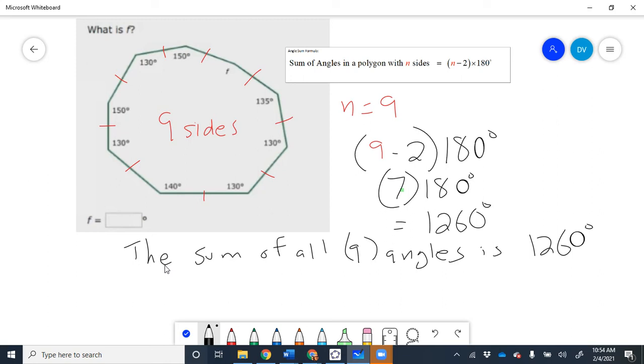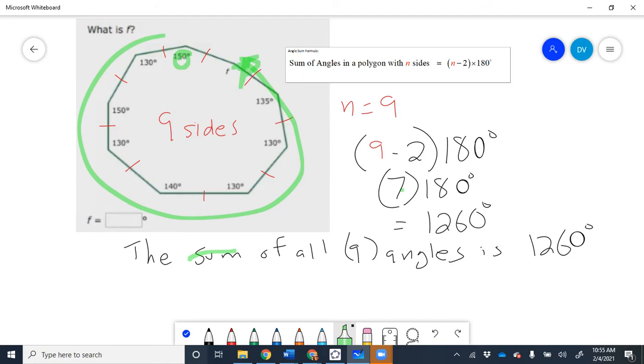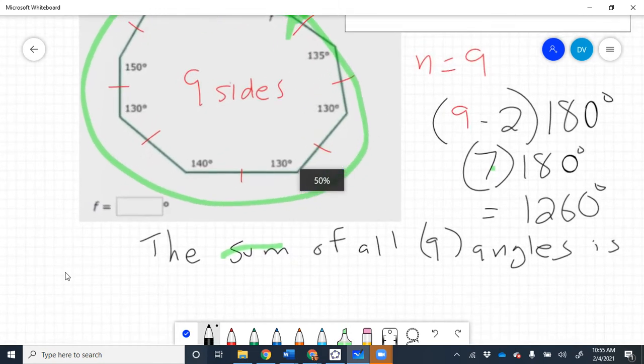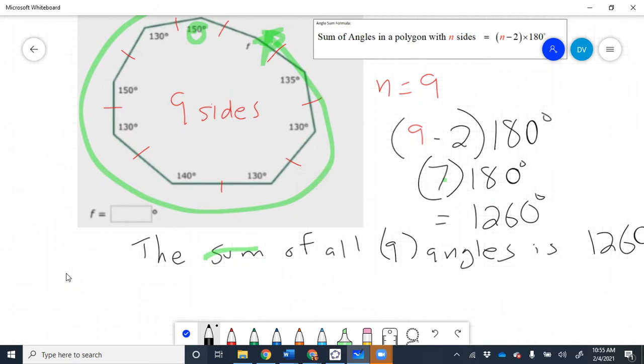Now I'm going to write what I said with an equation. Sum just means we add. This word here, sum, means we're just going to add. So I'm going to add up all 9 angles. I'm going to start with this angle and then go around that way and write down all the angles. So I'll start with 150 degrees.